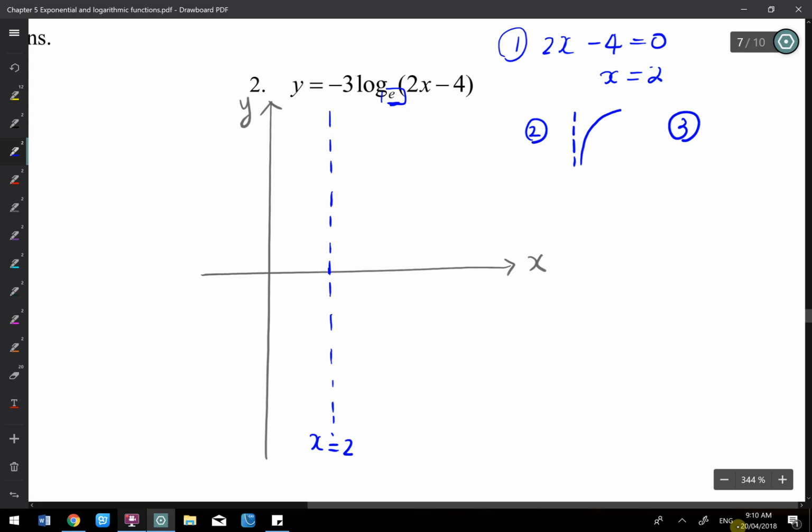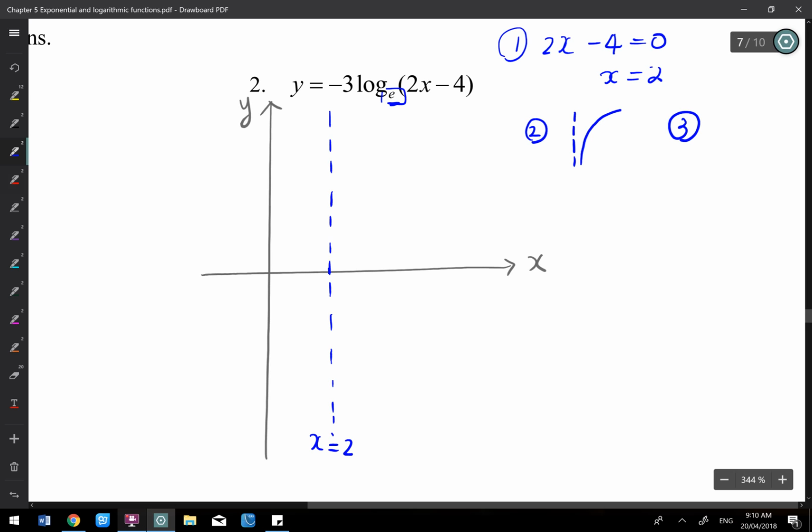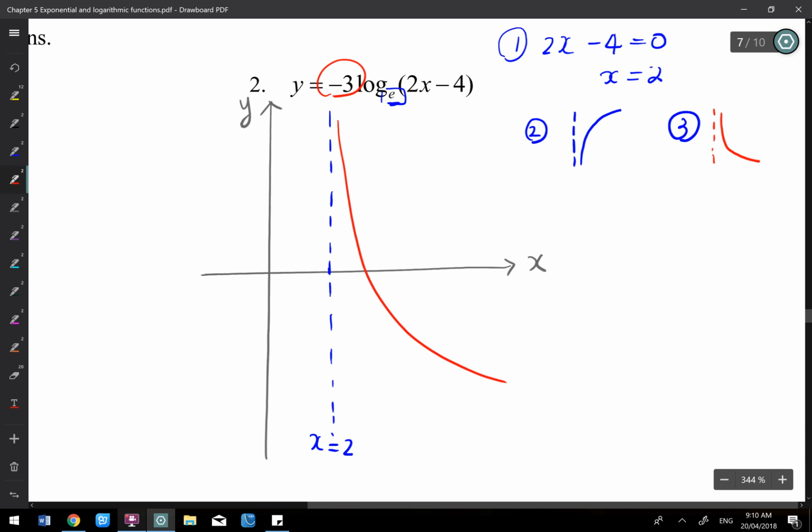The third thing is to look at if there's any reflection. Can you see any reflection? Yes or no? Which direction should you reflect it, horizontal or vertical? Horizontal, because you have this minus 3 here. It's a horizontal reflection. So we reflect it horizontally. It looks like this. So the shape of the graph will be this.